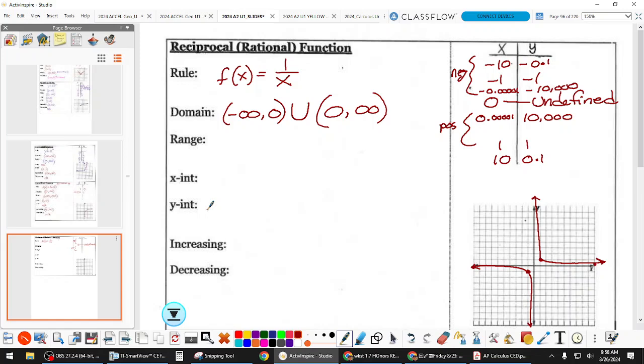How about range? Do we have any limits on the range? Scanning bottom to top? Just no 0. Yeah, he's right.